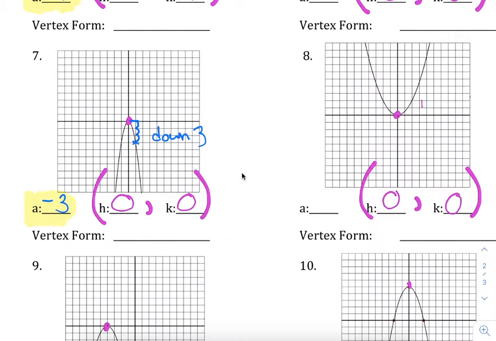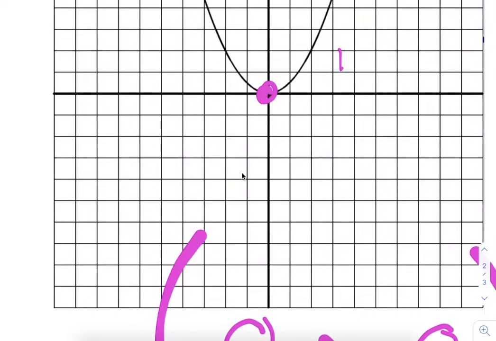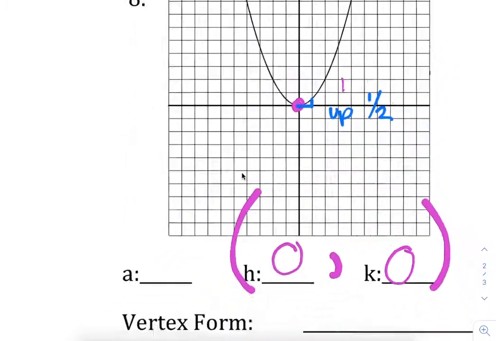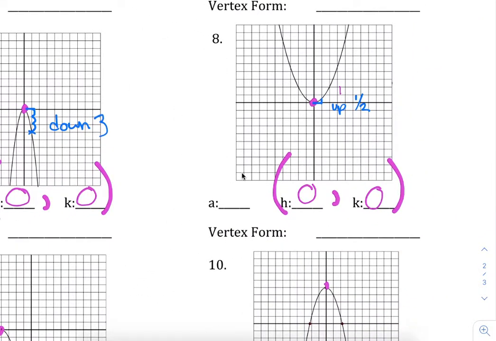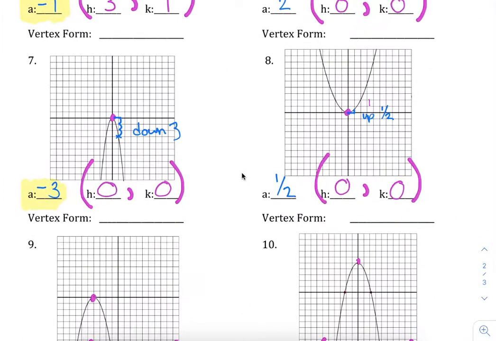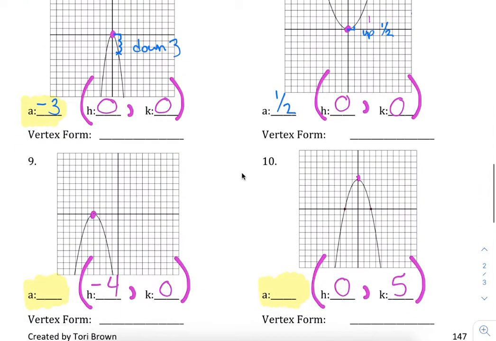All right, problem 8. Zoom it in a lot. This is problem 8. If I move out one box, look how much I move up. I don't even get to go up a whole box. I'm only going up halfway. It's still up, so it's positive, but I'm only going up a half. That makes my A a positive 1/2. Okay, maybe take a second, pause it, see if you can figure out what 9 is.